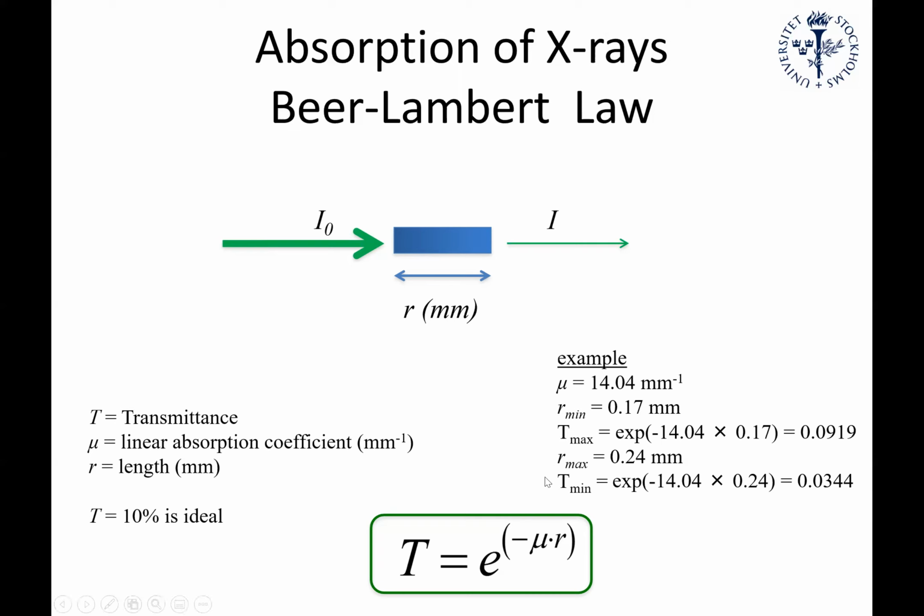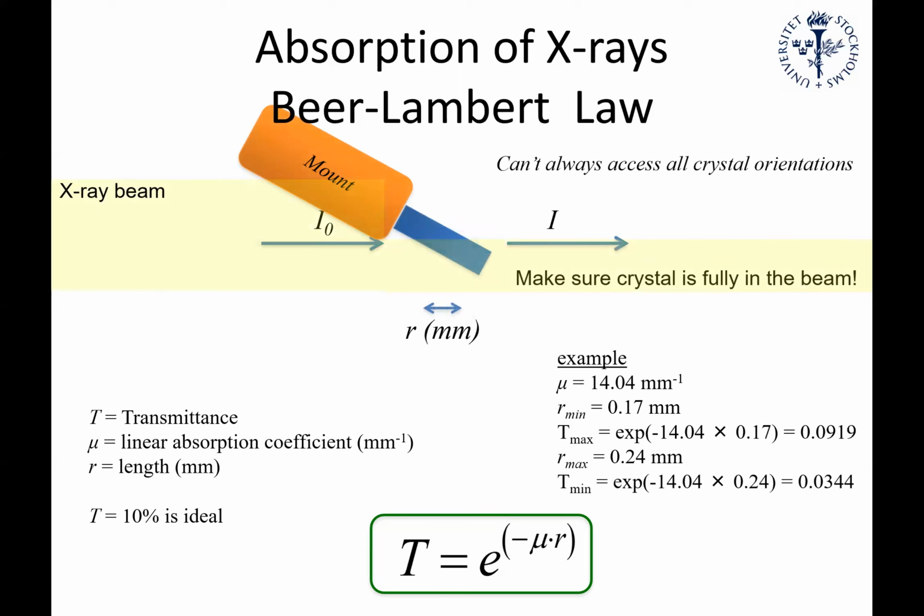So you get the minimum transmittance through the longest length of the crystal, R max, and you get the maximum transmittance through the shortest length of the crystal. So I think it's quite obvious, this relationship. Now, you might think that if you know the dimensions of the crystal, you should be able to predict what the maximum and minimum transmittance are.